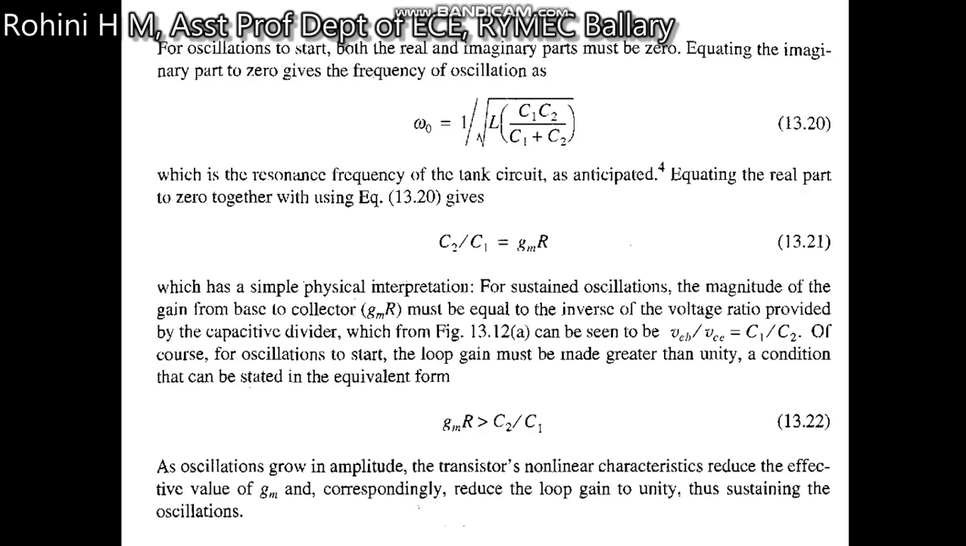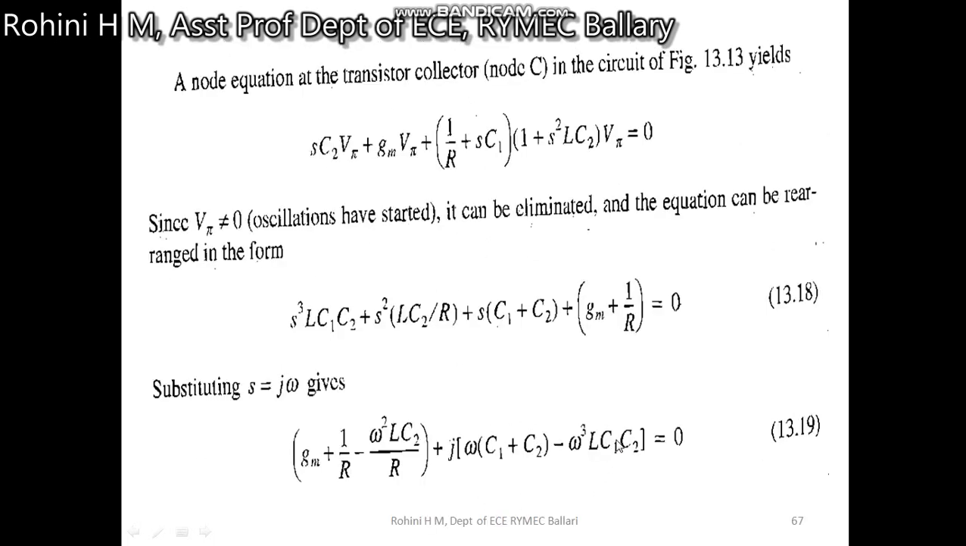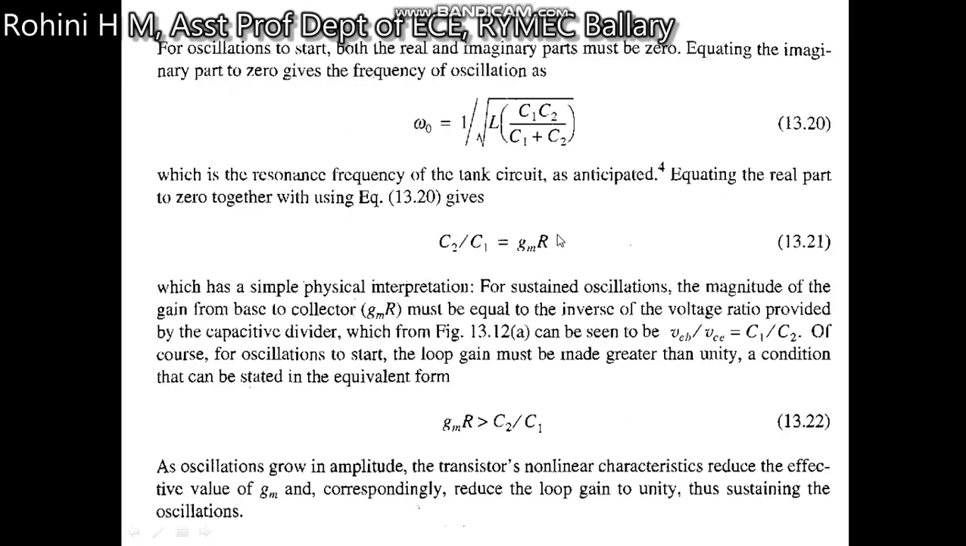So next, the cutoff frequency is equal to 1 divided by... For Hartley, for oscillation to start, both real and imaginary parts must be 0. Equating the imaginary part to 0 gives the frequency of oscillation as this. This is a J term, so equating it to 0, we obtain the cutoff frequency omega naught as this simplification. Similarly, equating the real part to 0, we will get C2 by C1 as GM into R.